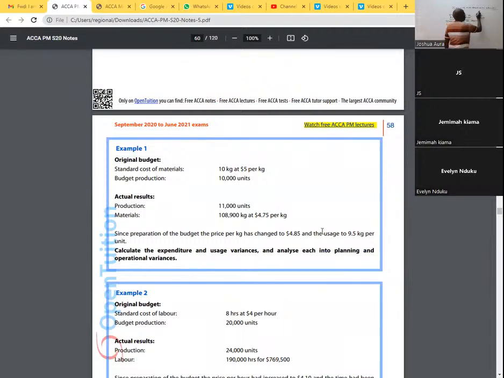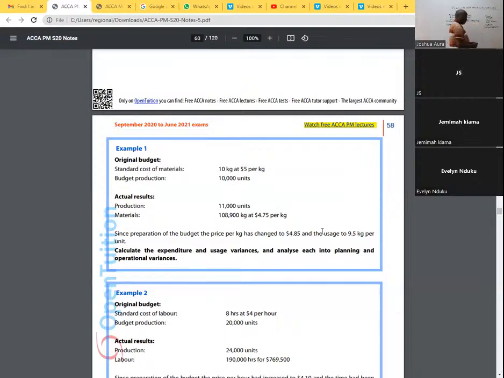So the actual results, what do we have here? We have the actual production, which is 11,000 units. And then we are told the materials used, the actual quantity of materials, is 108,900 kilograms at 4.75.